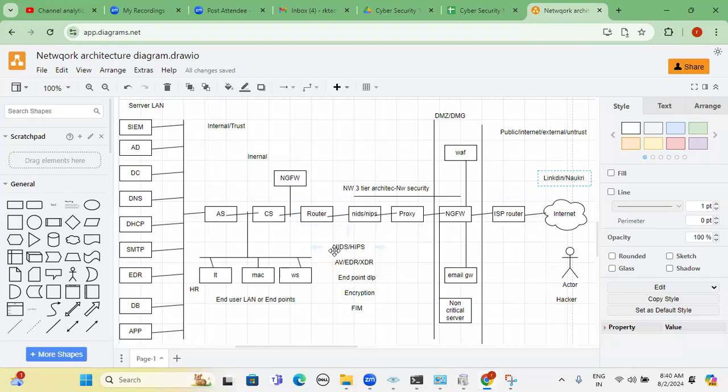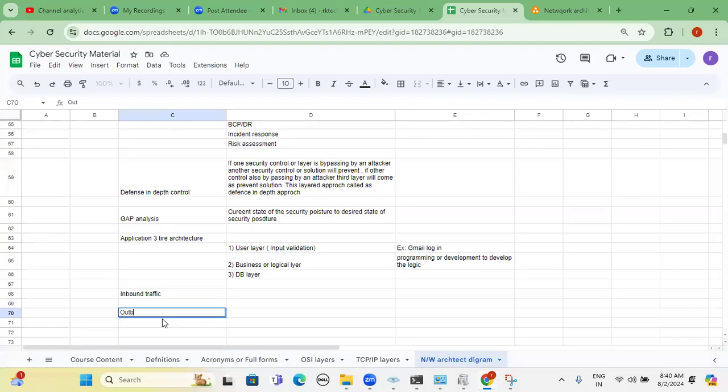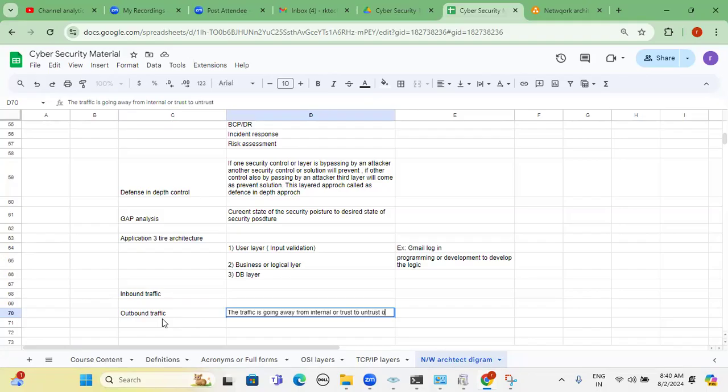So now the traffic is going away from HR, our internal zone, to the untrust or internet zone. That is called outbound traffic. Yes, sorry, it's outbound traffic. Okay. So outbound traffic is when the traffic is going away from internal or trust to untrust or internet.